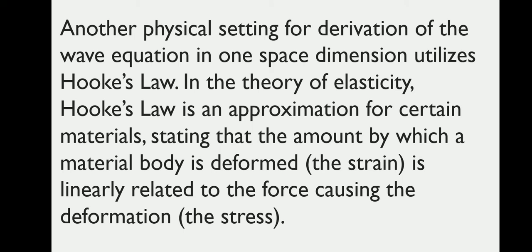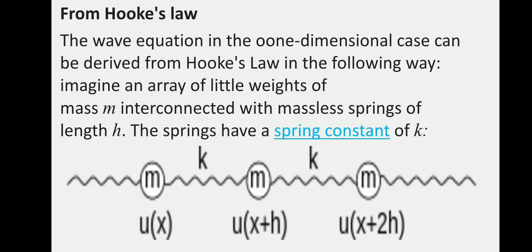The material body is deformed is nothing but the strain. From Hooke's law, the wave equation in a one-dimensional case can be derived in the following way. Imagine an array of little weights of mass m interconnected with massless springs of length h. The springs have a spring constant of k. Look at the picture.